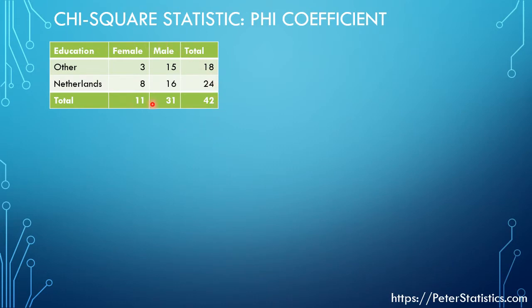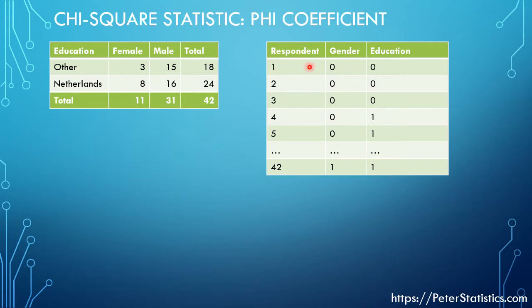So if I have a table like this, a cross table with two categories for both variables, I could actually have a look at the original data and have coded it with zeros and ones. So these three people, they each get, let's say female is 0, so then they get a 0, and other is also 0, so those are those three. Then the next one will be a female with the Netherlands, so 0 and 1, and that goes all the way down to person 42, who has then 1, 1 as the scores.